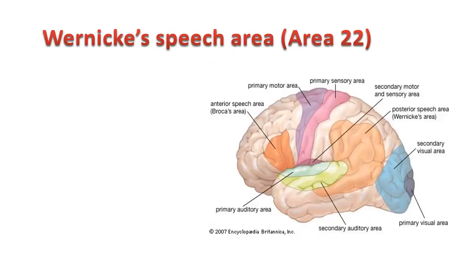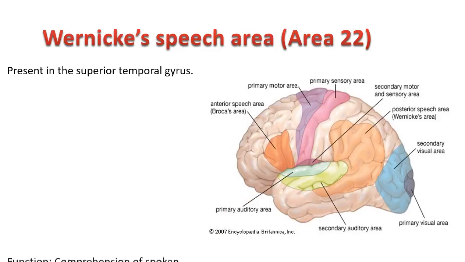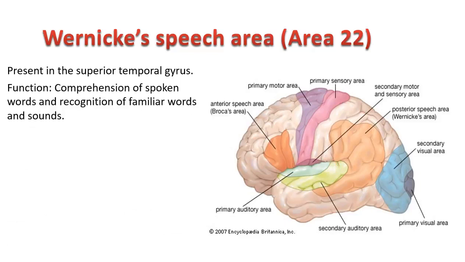So Wernicke's speech area, area number 22. Area number 22 is mainly seen in the superior temporal gyrus. It is for comprehension and recognition of familiar words and sounds.